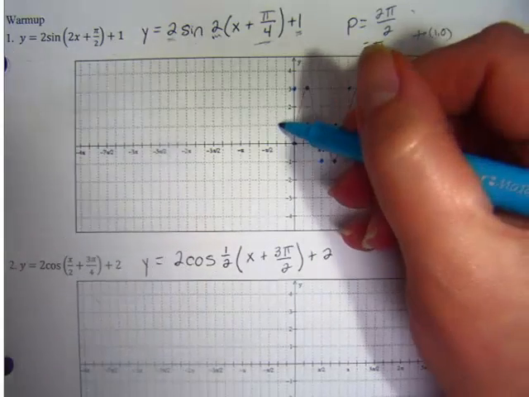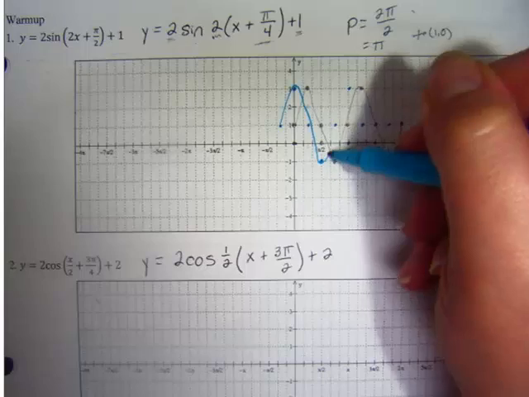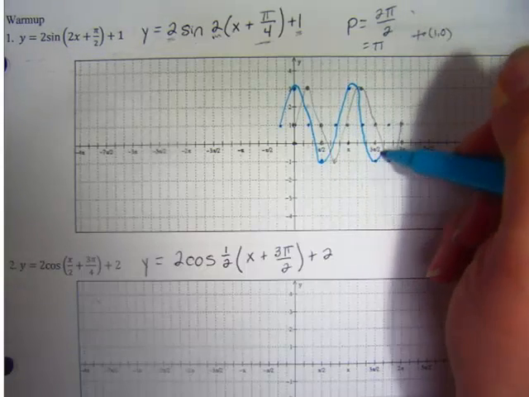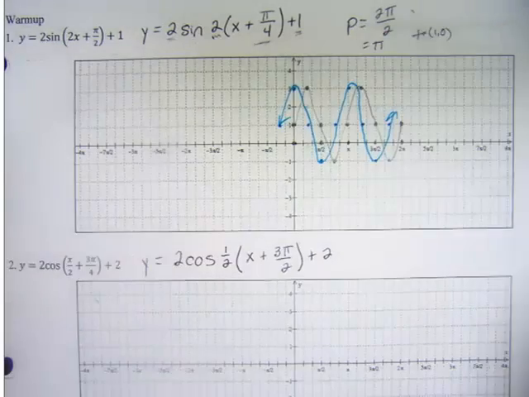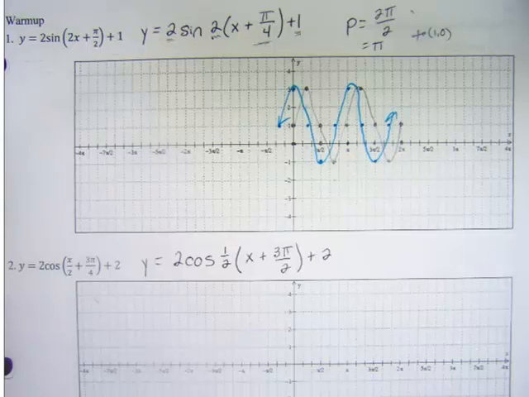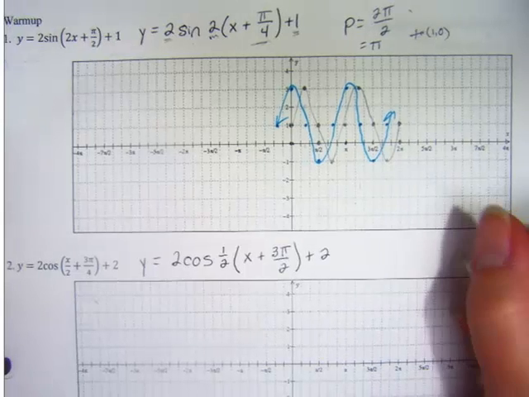And provided I didn't miss any along the way, this should be a nice curve. And it keeps going in both of those directions. So there's the top one. Again, that was my sine graph. The second one is my cosine graph.